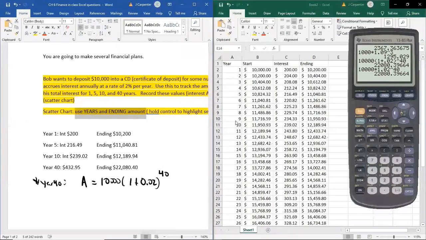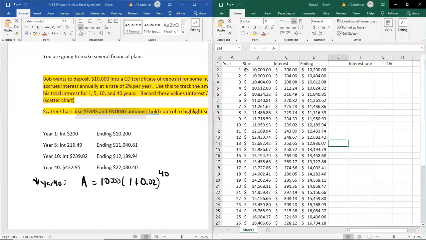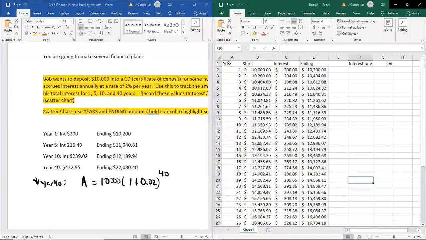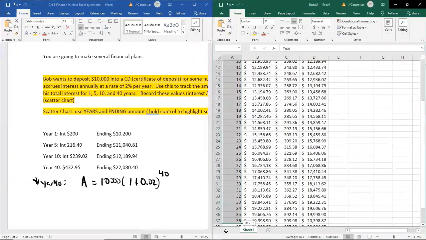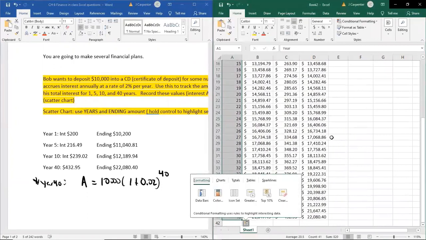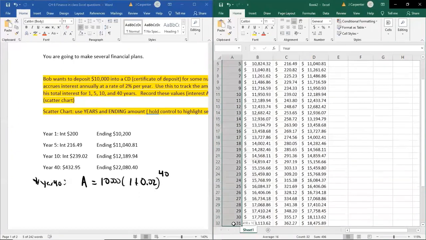To do that, our years are in this far left column A, and the ending amount is in column D. Those are the only two things we want to highlight. I can't just drag all of it like that. We have to highlight the label and all 40 years. Then we can let go. I am now hitting and holding the control button on my, actually, hold on. That was not what I expected. Let me try that again.